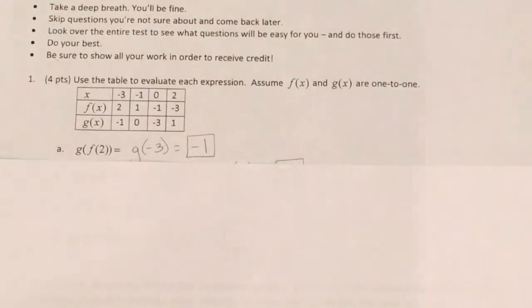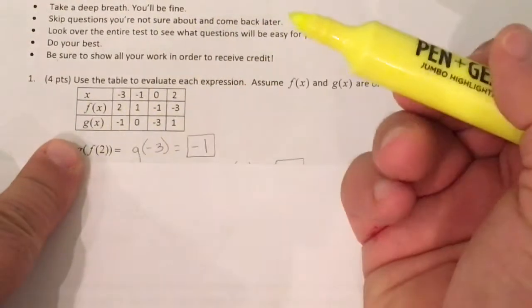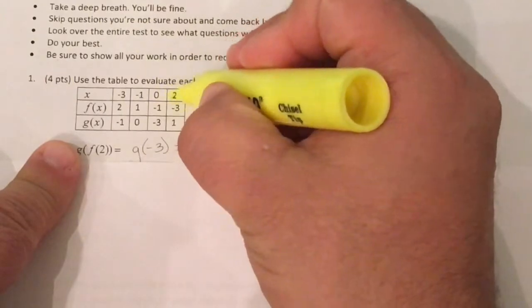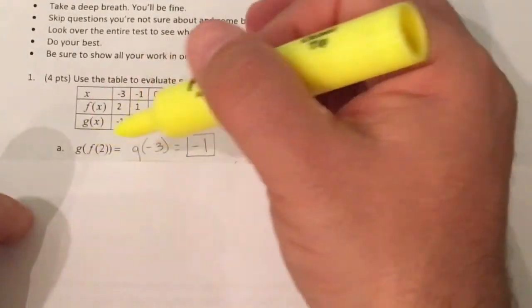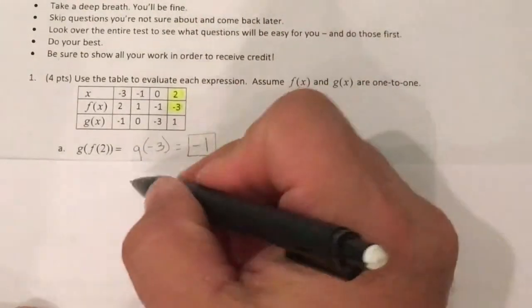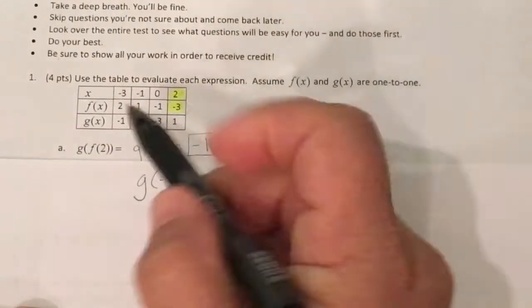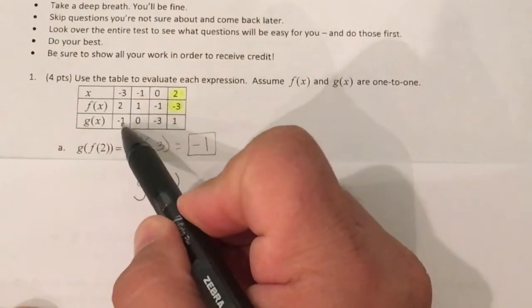Okay, for 1a, we're asked to find f of 2 first. So when x equals 2, f equals negative 3. So now I'm going to take that and rewrite it as g of negative 3, which the teacher did for us. So now I need to find g of negative 3. And when x equals negative 3, g equals negative 1.